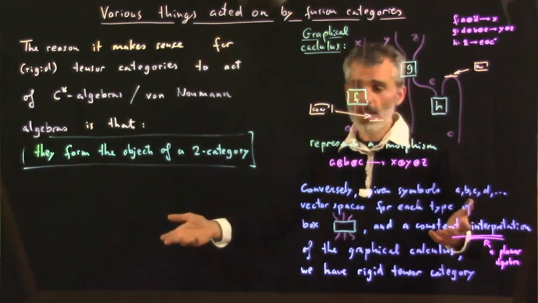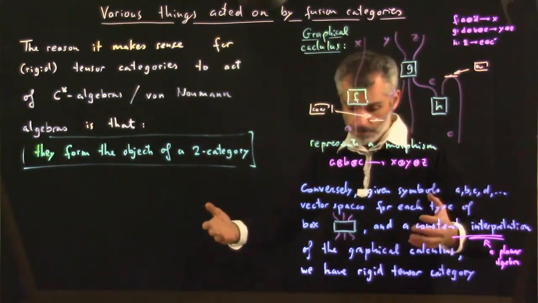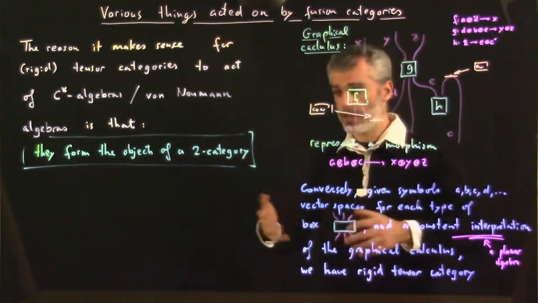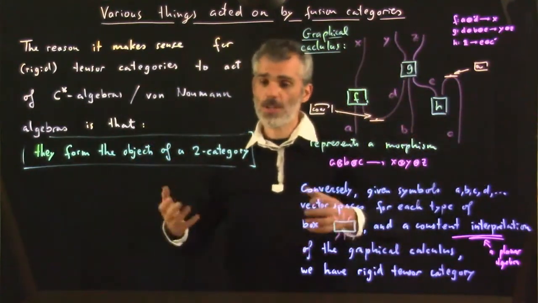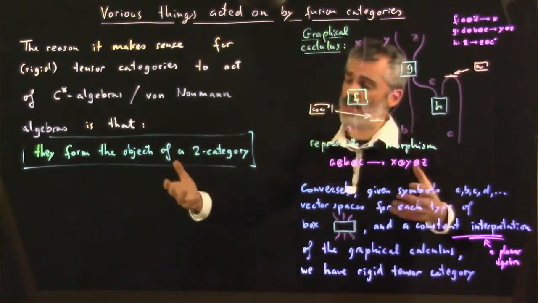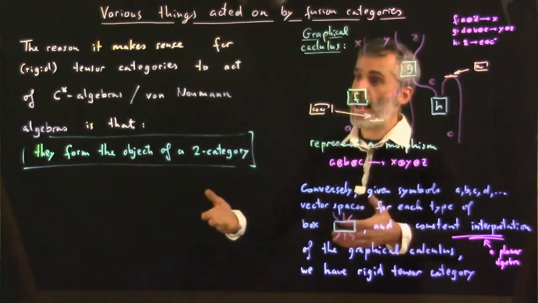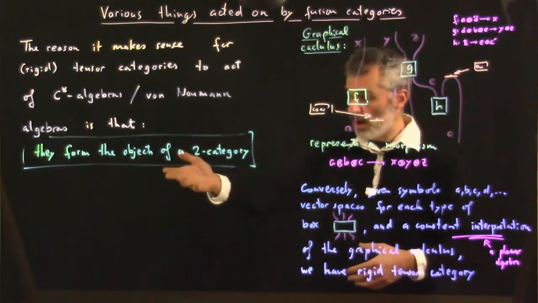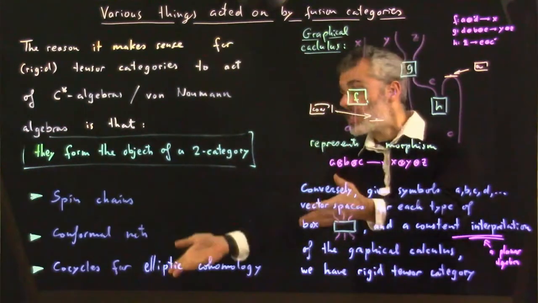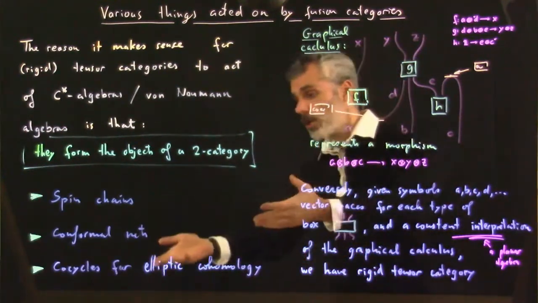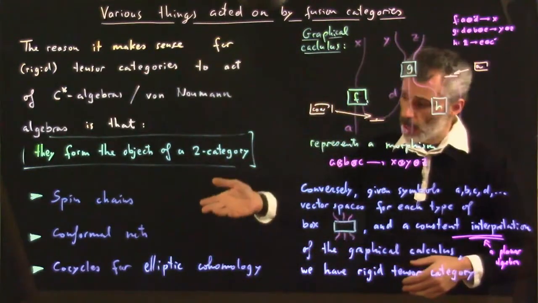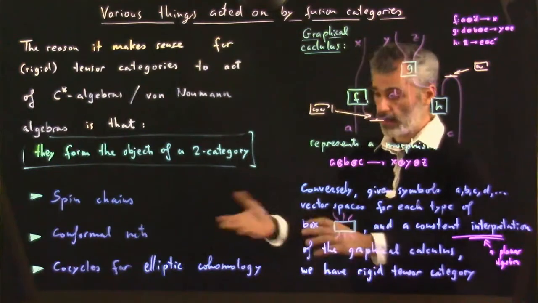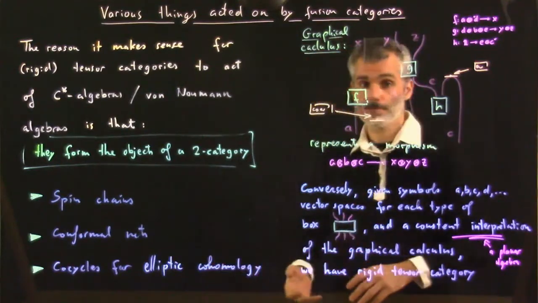And so in this talk, I want to tell you about a couple of other possibly unrelated or possibly related situations where similarly you have mathematical objects that can be naturally acted on by tensor categories. And these are spin chains, conformal nets, and cocycles for elliptic cohomology, this being quite a conjectural statement at this point.